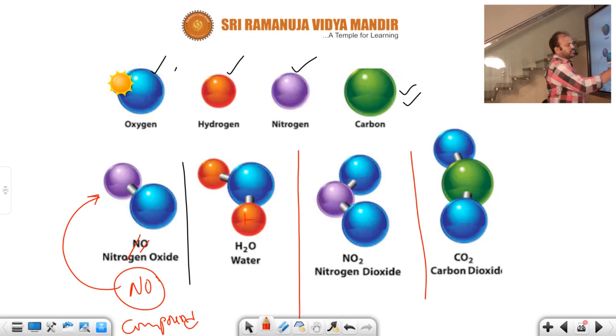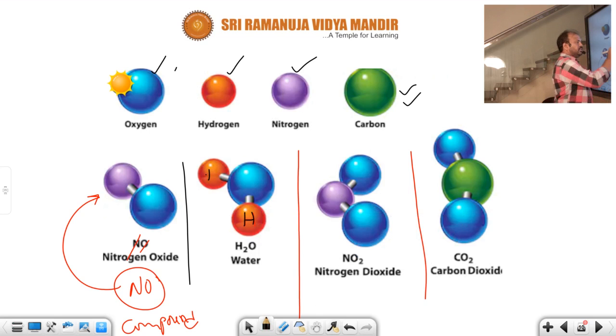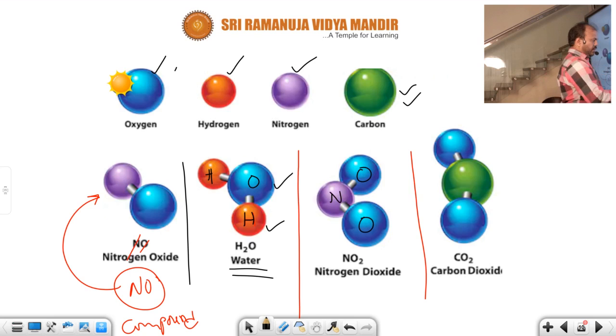If you take H2O, this is hydrogen, this is hydrogen, this is oxygen. So hydrogen is a different atom, oxygen is a different atom. That's why this is a compound. As well as this is oxygen, this is nitrogen. You know very well. Nitrogen is a different atom, oxygen is a different atom. That's why this is considered to be what? Compound.